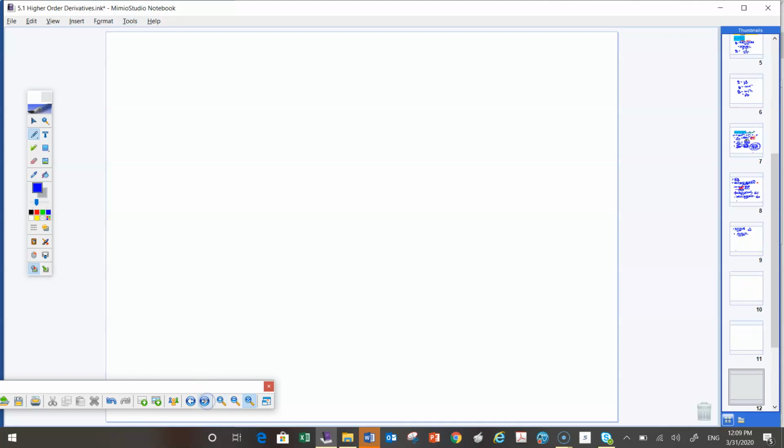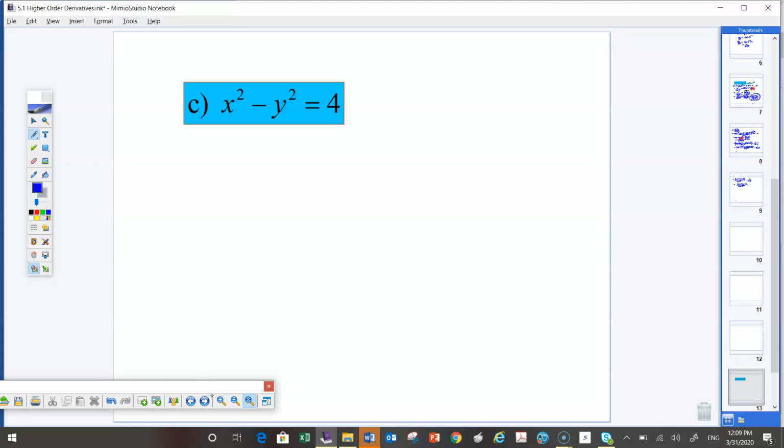Okay, let's take a look at one last question here, and this one we have to find the derivative implicitly, the second derivative implicitly. So let's do the first derivative first. So it's going to be 2x minus, and if you take the derivative of y squared, remember it's 2y times dy/dx, and the derivative of 4 is equal to 0.